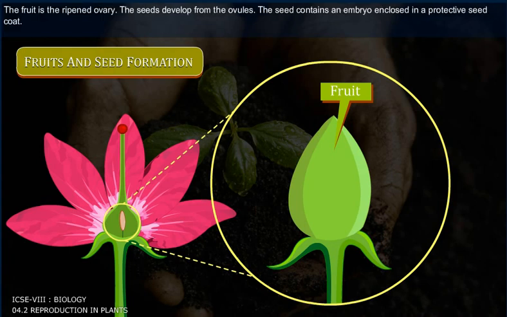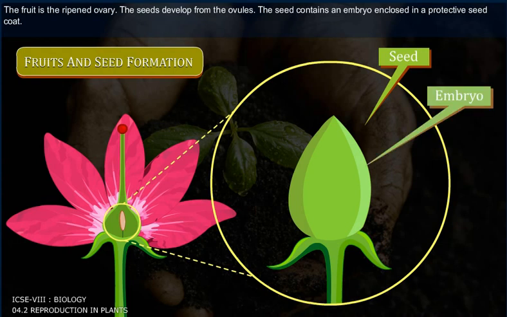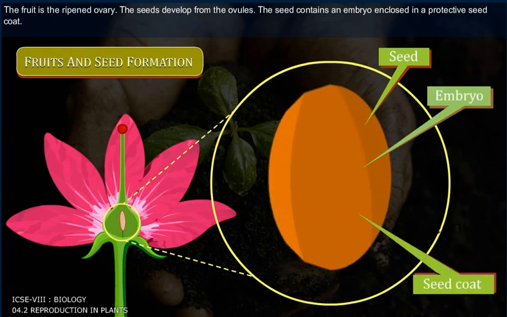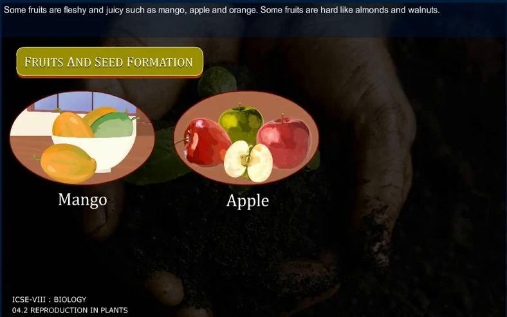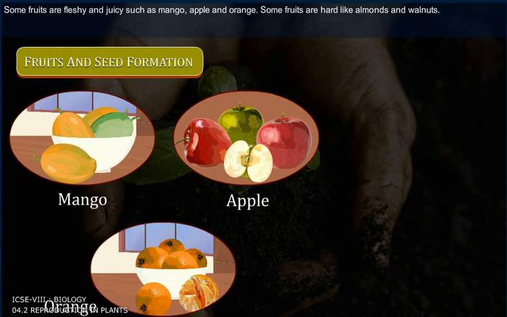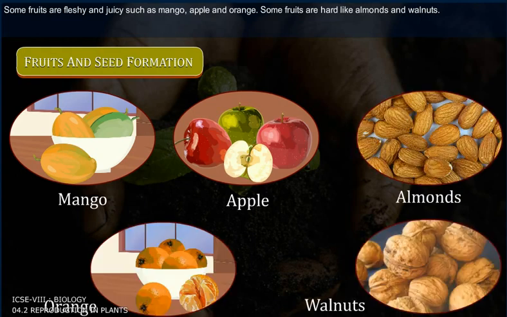The fruit is a ripened ovary. The seeds develop from the ovules. The seed contains an embryo enclosed in a protective seed coat. Some fruits are fleshy and juicy, such as mango, apple, and orange. Some fruits are hard, like almonds and walnuts.